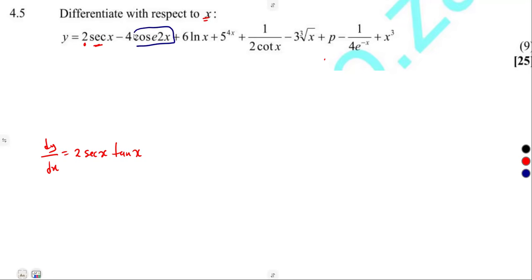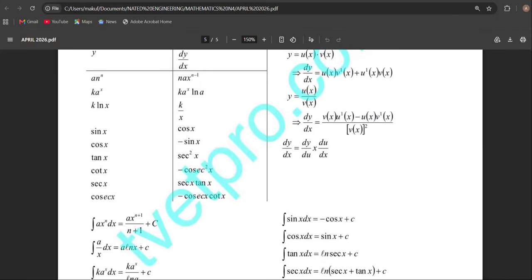All right, then there's cosec 2x here, so minus 4 times the derivative of a cosec. So cosec is going to give us negative what?